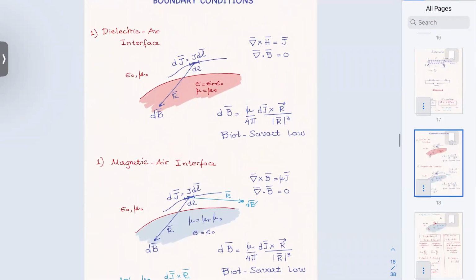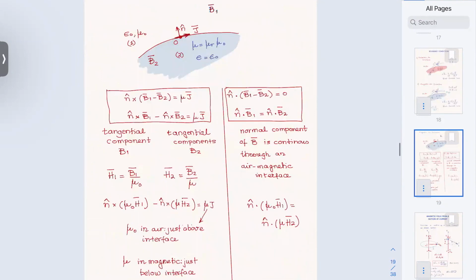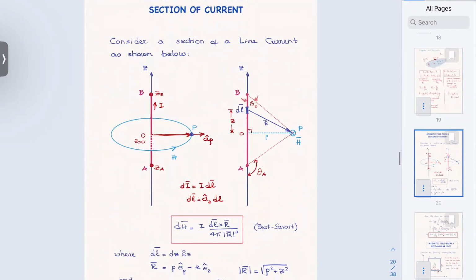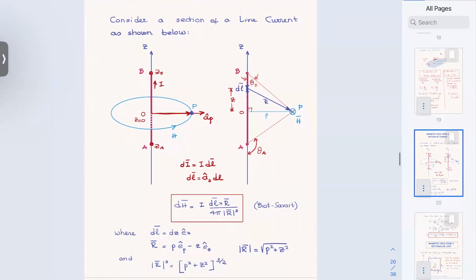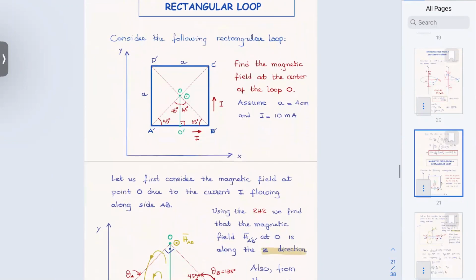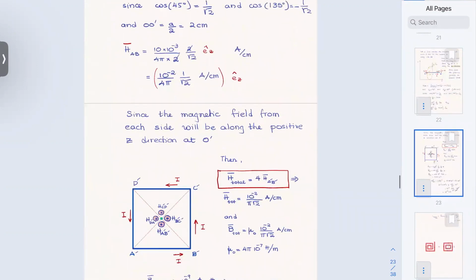Okay, so again, what we covered today was the boundary conditions. I will place that on the web together with the video. So the boundary conditions for an air magnetic interface, and also for an air dielectric interface, we said that the magnetic field does not see dielectric materials. And then we found the magnetic field from a section of current. And then we found from that the magnetic field from a rectangular loop. And that's what we covered today.